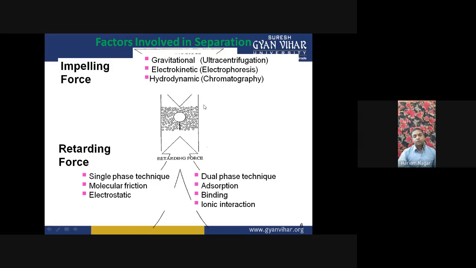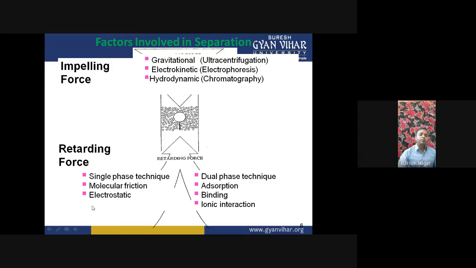Now the retarding factors are the following. In the single phase technique, the retarding factors are molecular friction and electrostatic forces. These are two forces which retard the motion of the molecules, because in the single phase there are molecules of the mobile phase or the stationary phase.